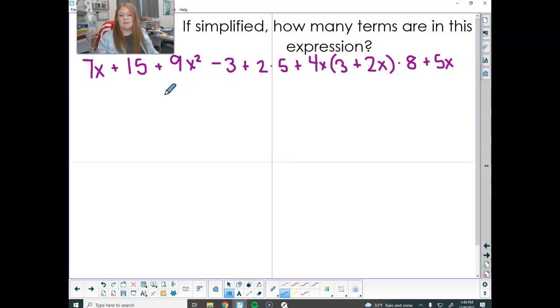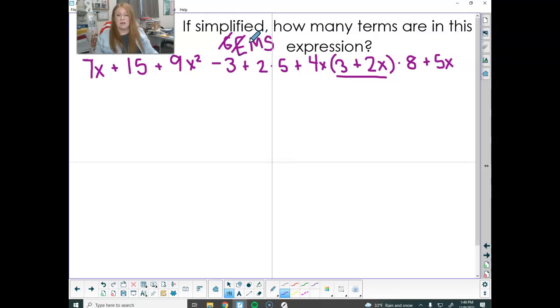So we're going to start simplifying, and I am going to write out my GEMS so that I make sure I go through it. So first I'm looking at my groups, which I just have this one group here, and I cannot combine because they are not common like terms. So I'm going to go to my exponents. So G is done. So exponents, I have this x squared here, but I don't know what x is, so I cannot do that. And no other exponents right now, so I can't do anything there.